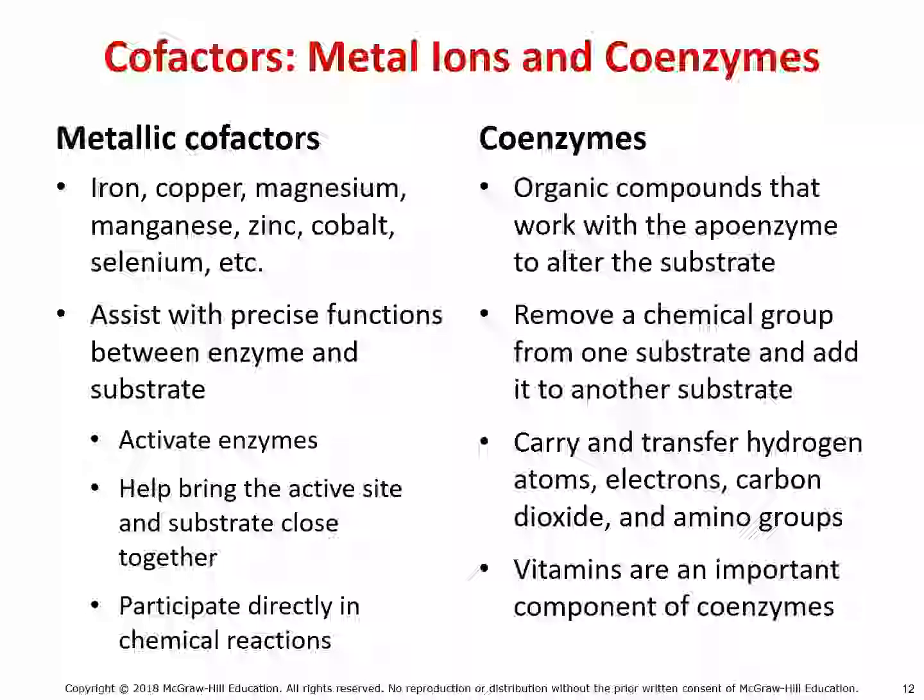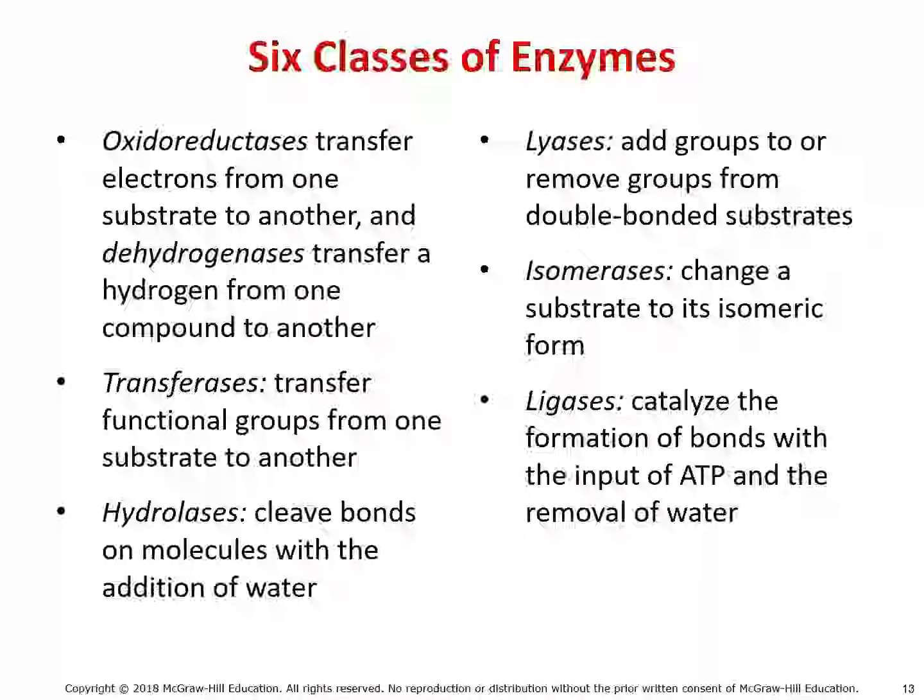Coenzymes, on the other hand, again, being organic, are often going to be produced by the cell and produced at pretty high levels. These things often are going to play a role in the actual process and may even carry things like hydrogens or electrons or carbon dioxides or such.